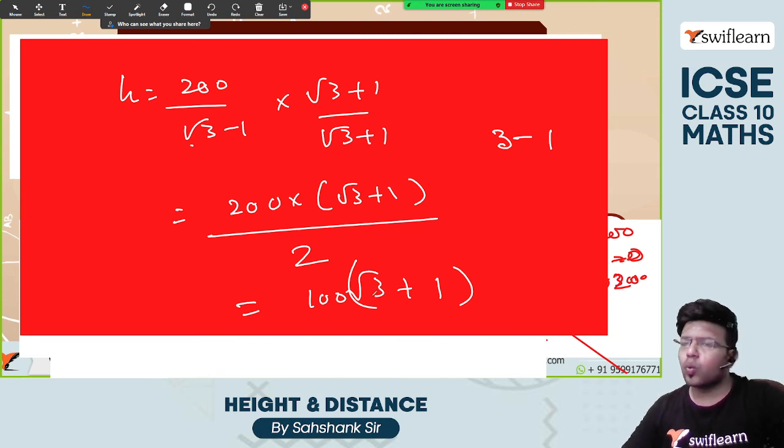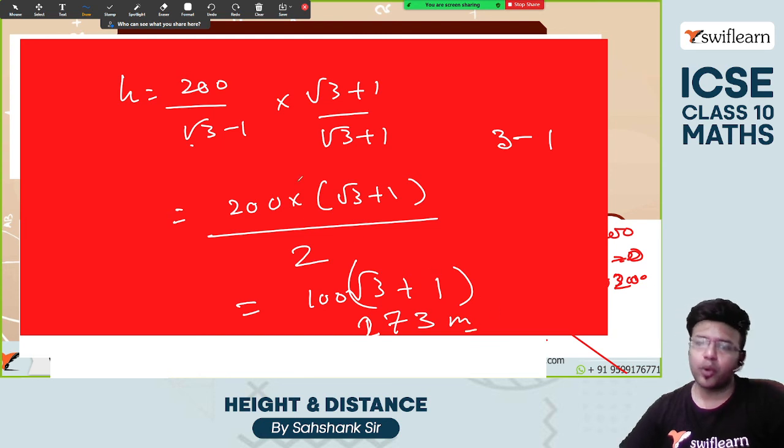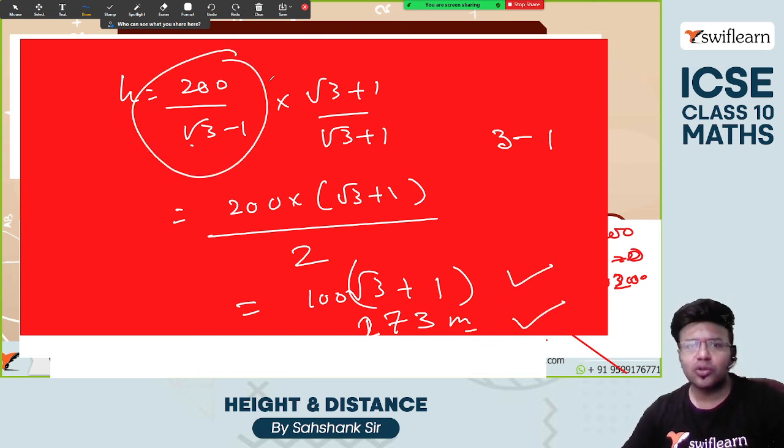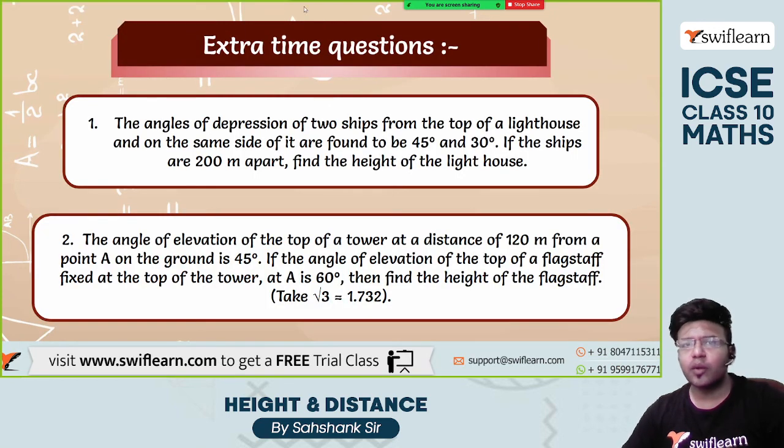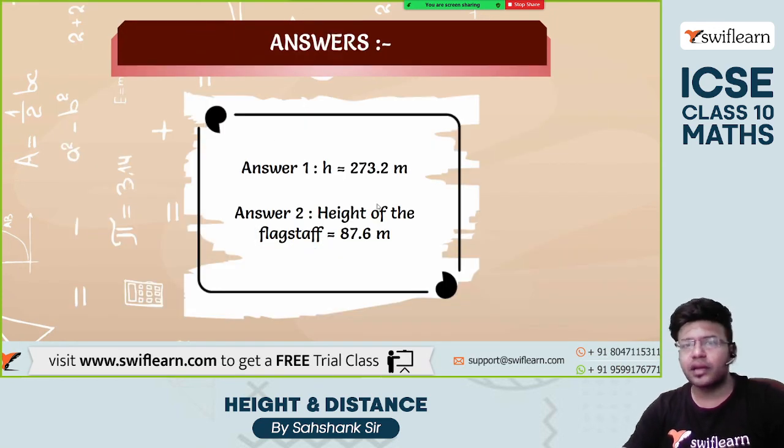Now square root 3 is 1.73, plus 1 is 2.73. So it is 273 meters approximately. See, this is also the right answer. Any of these three forms is correct. So let us check. Okay, 273.2 meters. That's the answer.